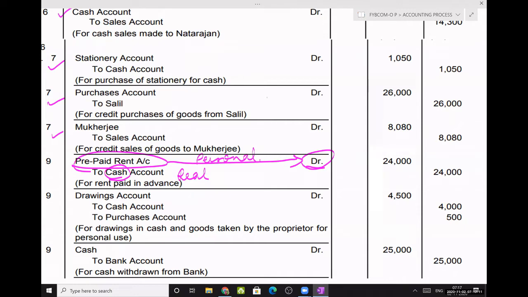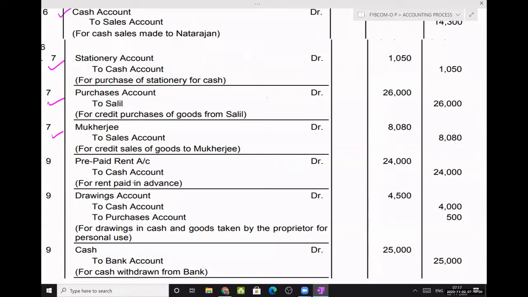Yes, so debit the receiver. This is the logic in prepaid rent. Same logic is for outstanding rent also. Is this part clear? Write in the chat box. Prepaid part is clear.